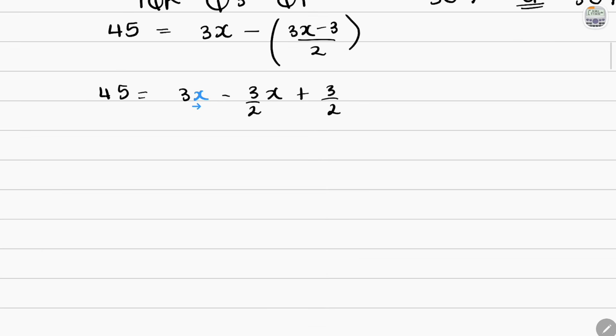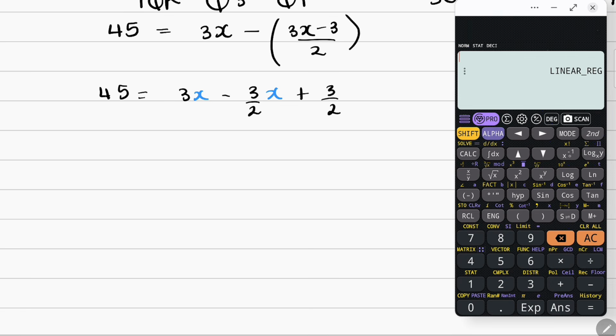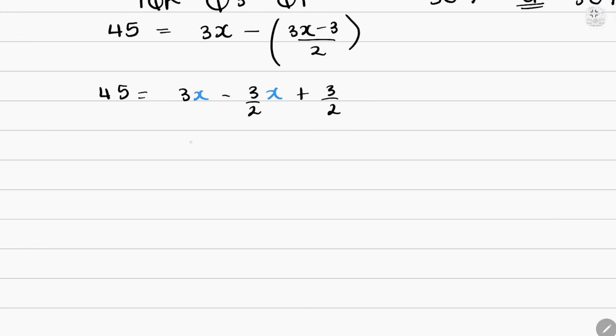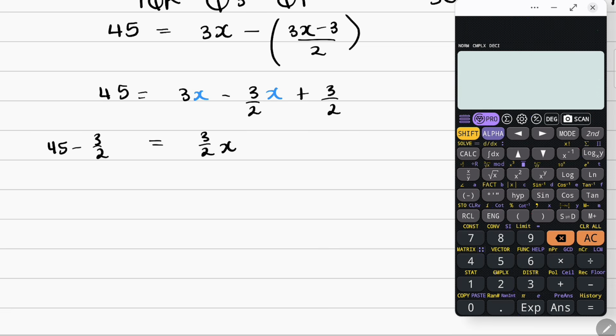And now we're just trying to solve for x. So get the x's on one side and the numbers on the other side. These two, put them together. I mean, we can just use a calculator, it's fine. So I'm going to say 3 minus 3 over 2, which is 1.5. So it's still going to be 1.5, and so that is 3 over 2x. Okay, 1.5 is 3 over 2. And then you're saying 45 minus 3 over 2, which is 45 minus 1.5, 43.5, but I'm not going to do that. I'll just say 45 minus 3 over 2, and I'll leave it as a fraction.